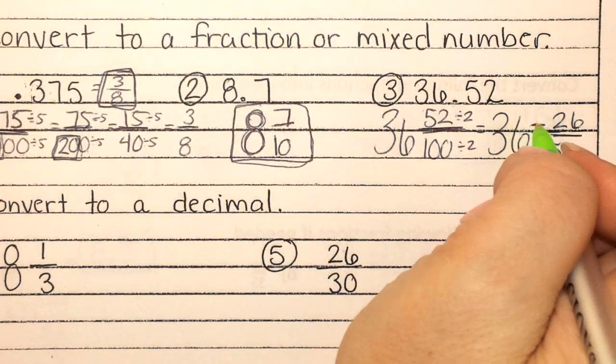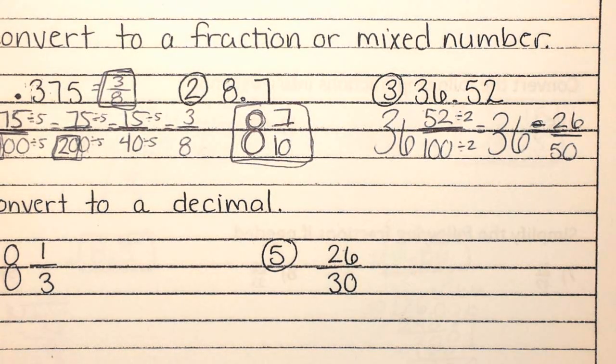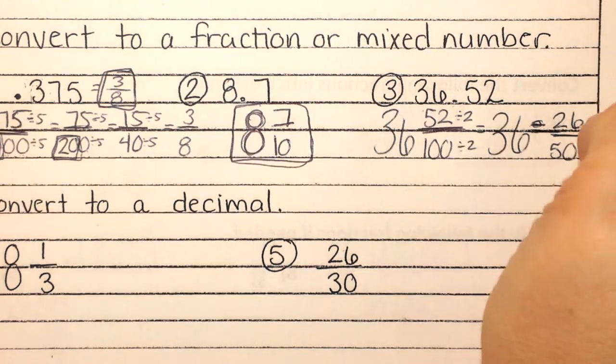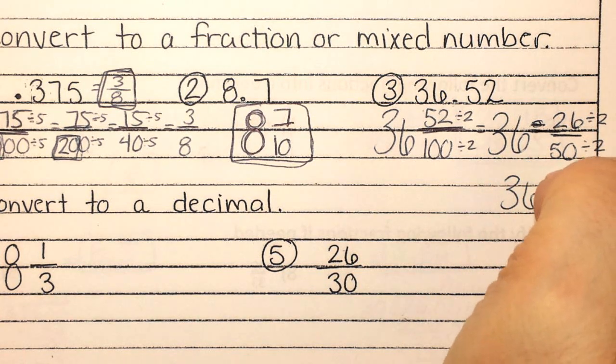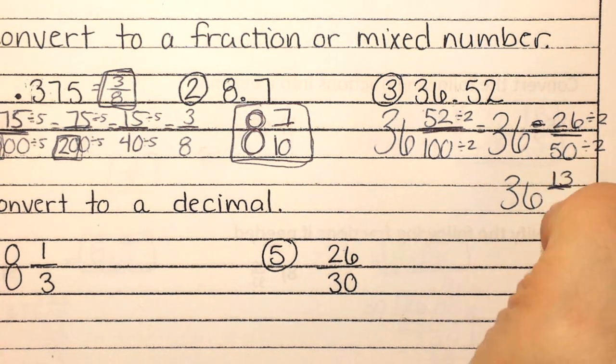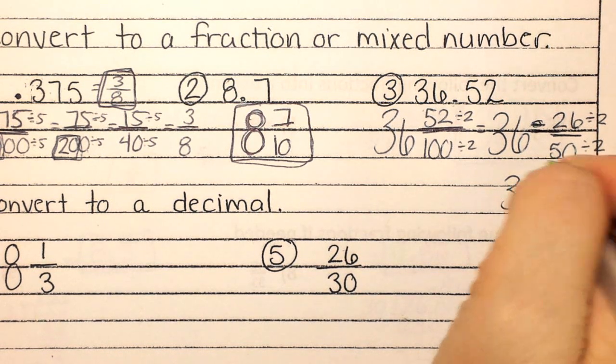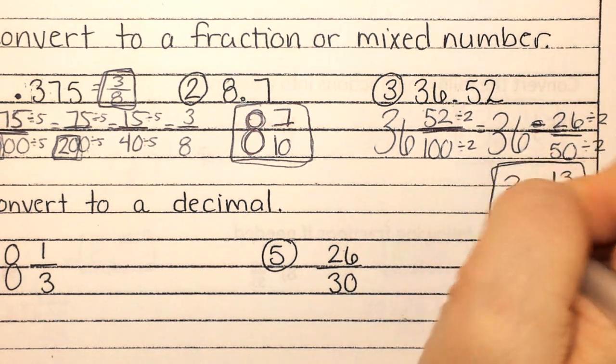I don't know why I put an equal sign there. All right, is that a good way to leave my answer? No. What do I need to do now, Christy? Divide by 2 again. All right, so I get 36. 26 divided by 2 is 13. 50 divided by 2 is 25. So that's the answer that I'm looking for.